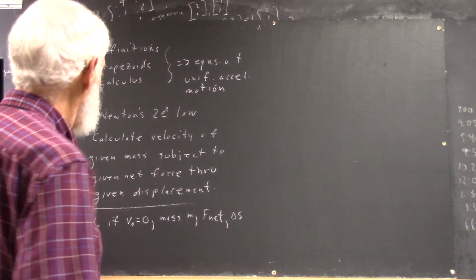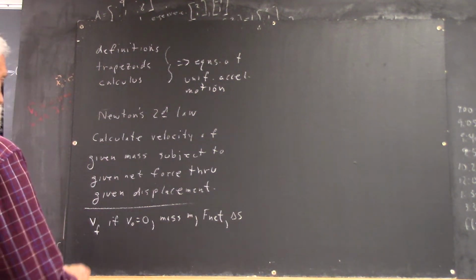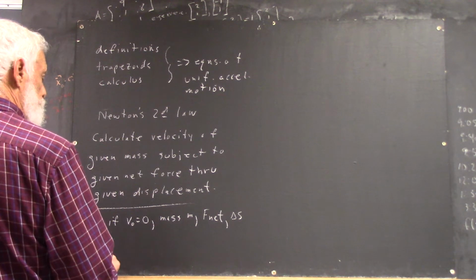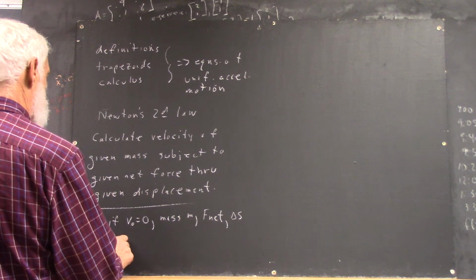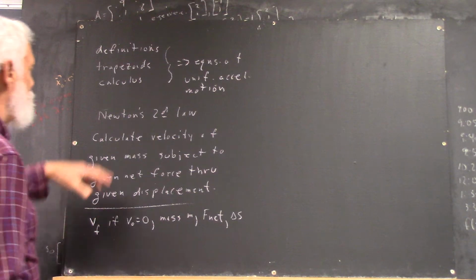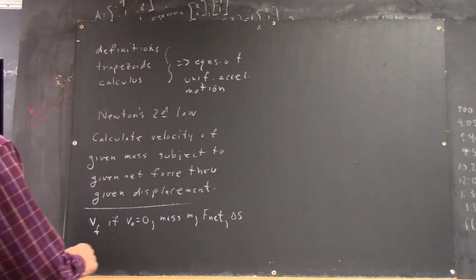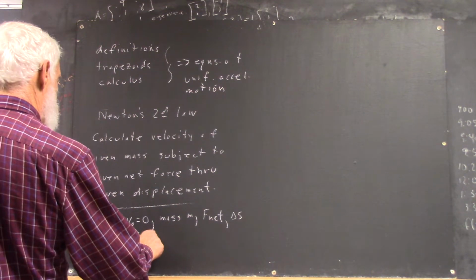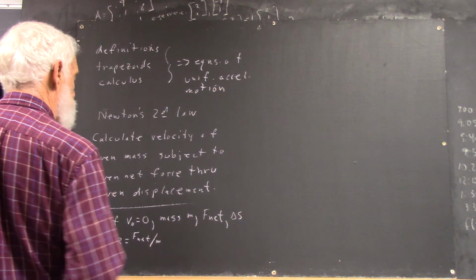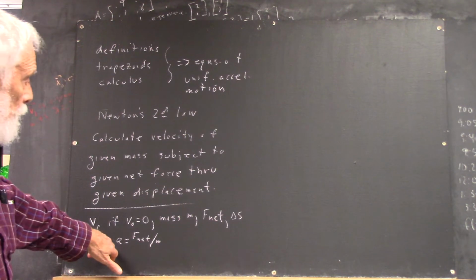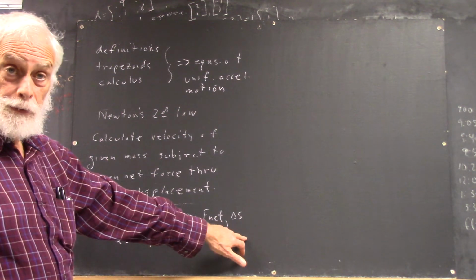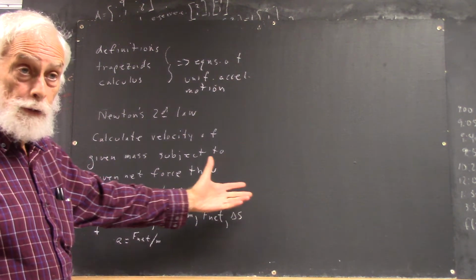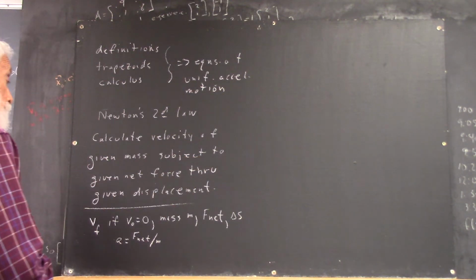Okay, so how do we determine this? First of all, Newton's second law tells us that the acceleration is net force over mass. So now we know acceleration, initial velocity, and displacement. So we use the equation of motion.